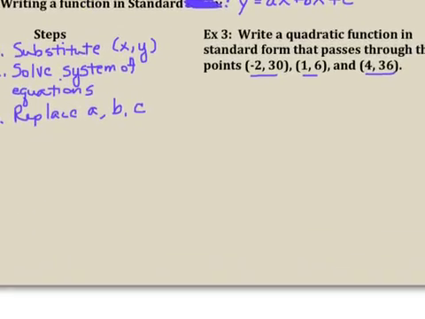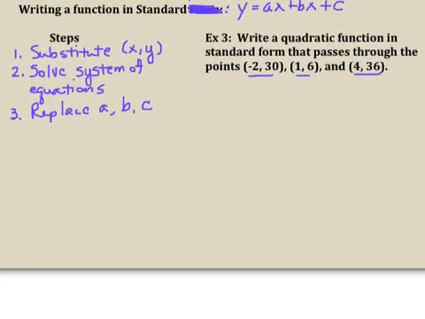I'm going to give us a little bit more space right here. So we're going to replace A, B, and C. We're going to replace X and Y first. So I'm going to start with the point (-2, 30). We're going to replace it into standard form.